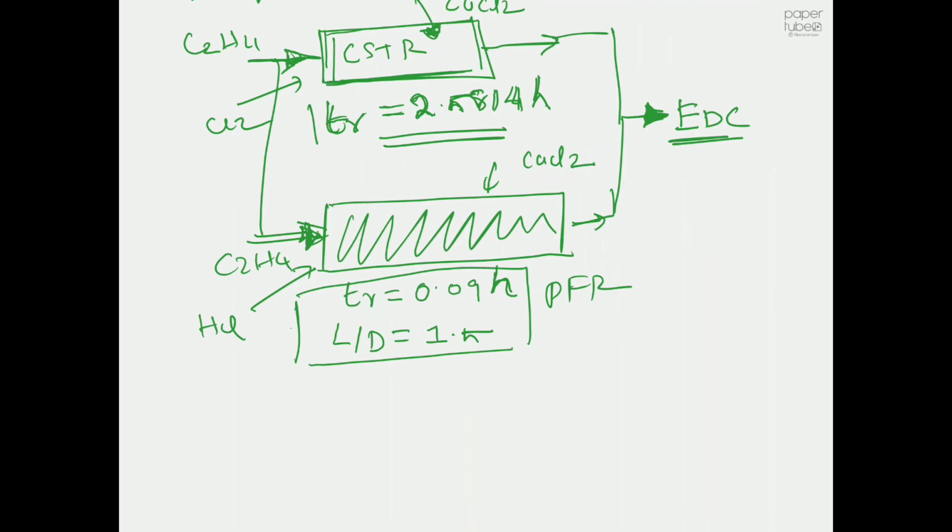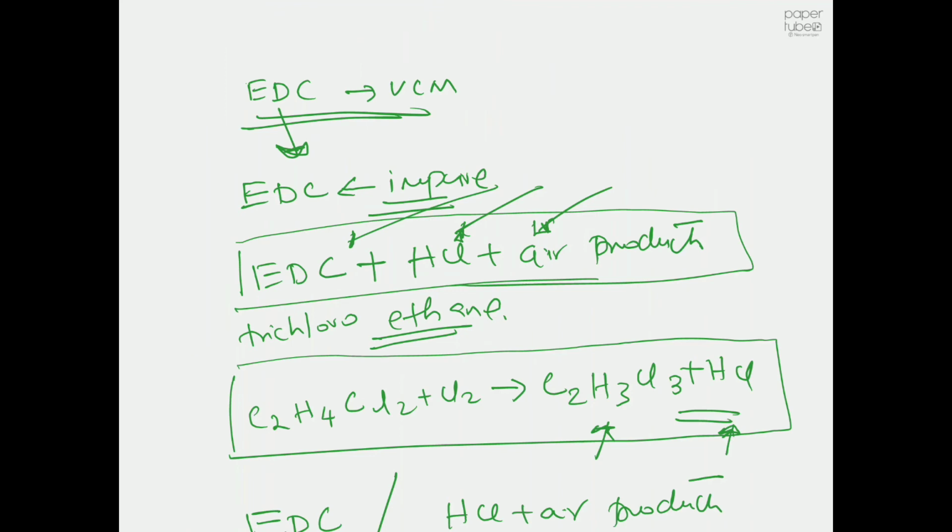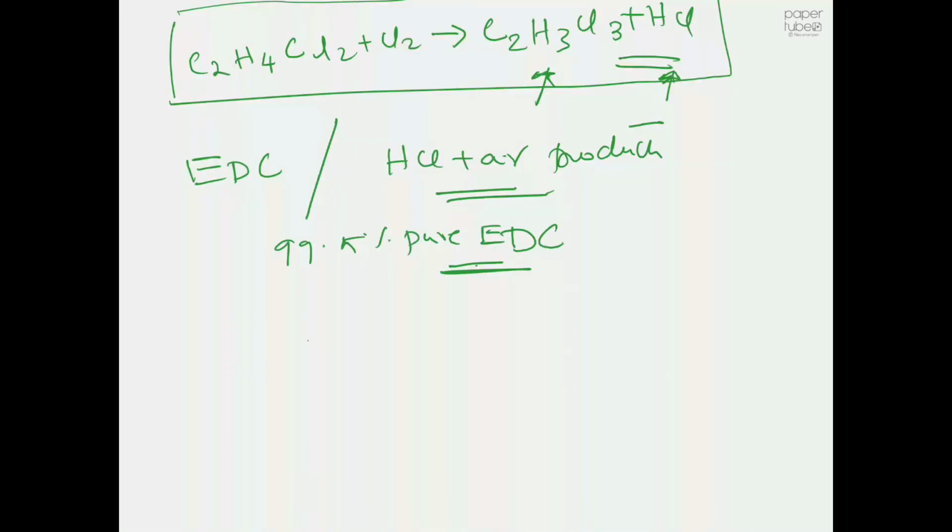And why do we need this? Why can't we just directly pyrolyze the final product that we get from here? Obviously you can take this ethylene dichloride and go to pyrolysis and get vinyl chloride monomer. But instead of doing that, why are we purifying the ethylene dichloride? We need to purify it in order to avoid coking in the pyrolysis chamber, that's one reason, and also fouling of the pyrolysis reactor.